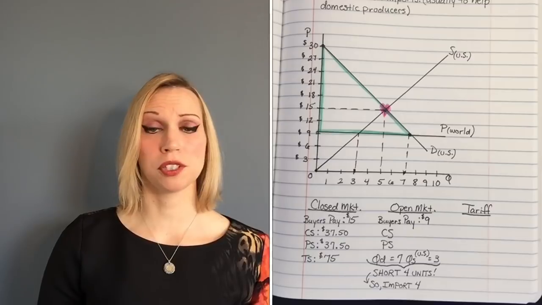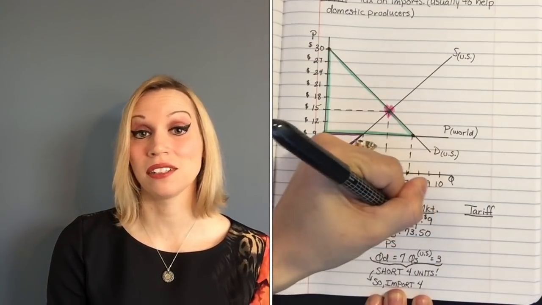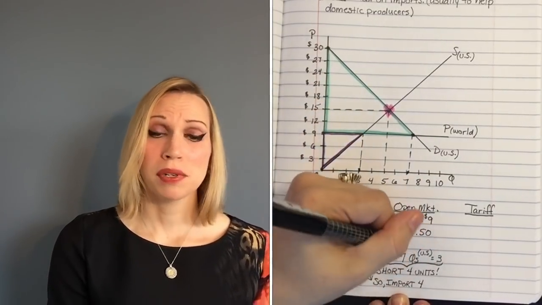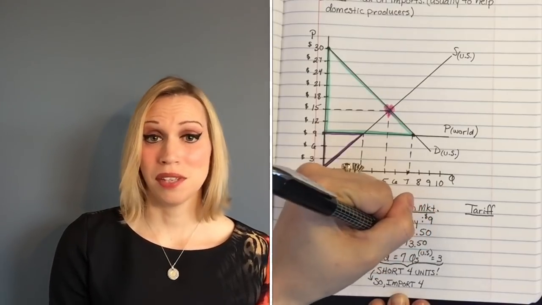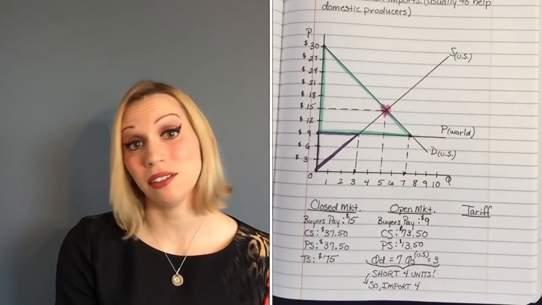So now our consumer surplus is a really big triangle. Consumer surplus is now $73.50. US producers, however, are not so fortunate because US producers are only selling 3 items. So their producer surplus is much smaller and it's just going to be $13.50.